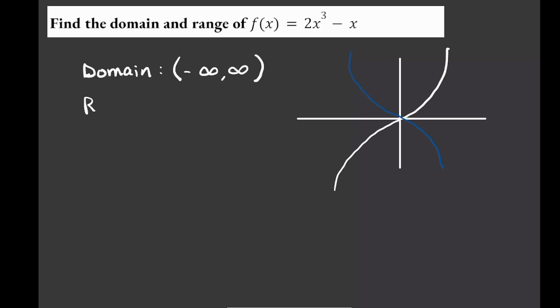And since I would be able to get an output for every input, my range would also be from negative infinity to infinity. For the cubic function, the domain is all real numbers, and the range is all real numbers. However, not every function is defined the same way.